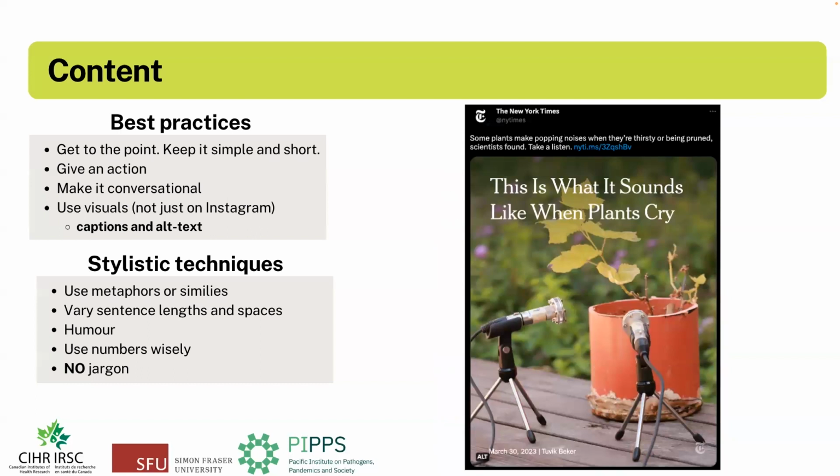The New York Times on Twitter gives us a direct lead: Some plants make popping noises when they're thirsty or being pruned, scientists found. Take a listen. It's an easy action. And then they use a really visually appealing photo that acts as another hook, using a play on a song, not a play on words, but a play on a song. So try reading, "This is what it sounds like when plants cry," without having Prince's "This is what it sounds like when doves cry" stuck in your head. It's very hard, and I've had this song stuck in my head all day. So, effective post.